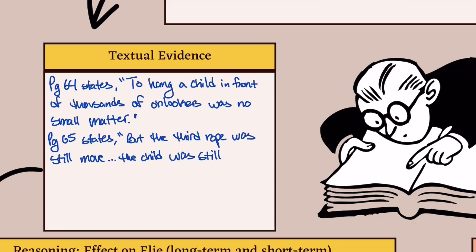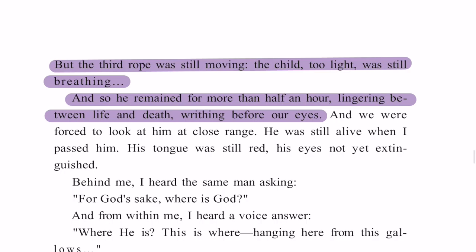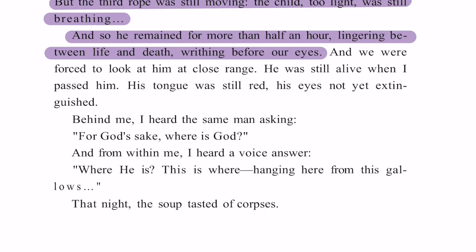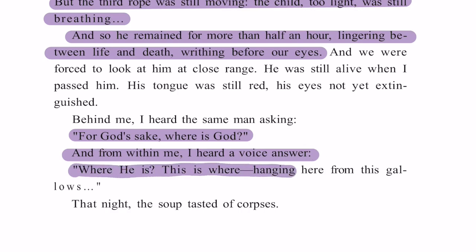The child was still breathing. Okay, heavy stuff here. Again, Eli actually speaks on the effect that it had on him. He said, after they were forced to look at this still alive child, he heard someone behind him saying, "For God's sake, where is God?" And then Eli answers the question himself. He says, "And from within me, I heard a voice answer, 'Where is he?' This is where? Hanging from this gallows." Oof.